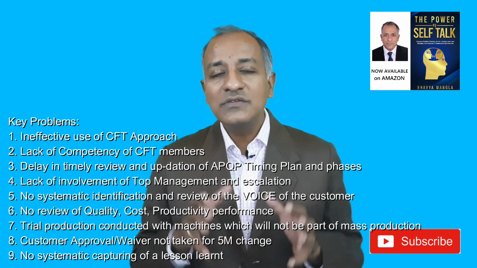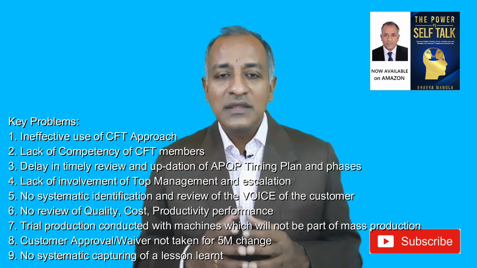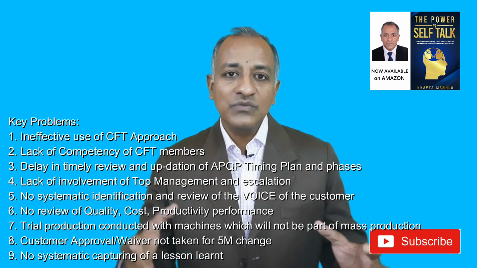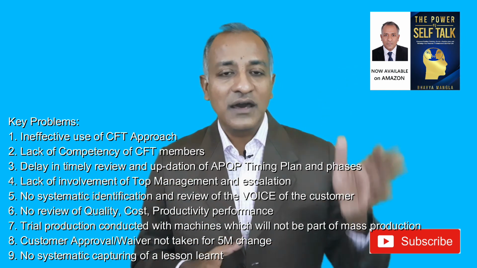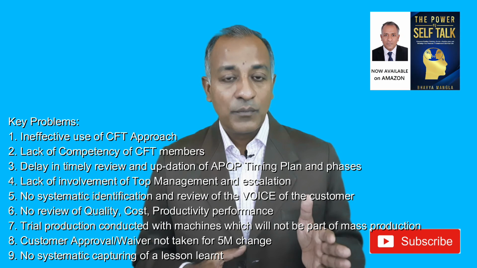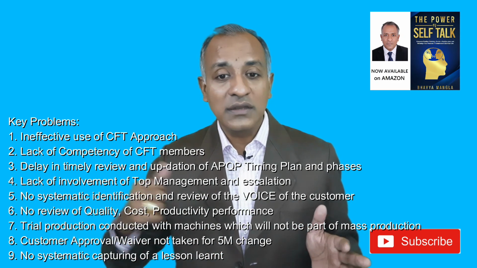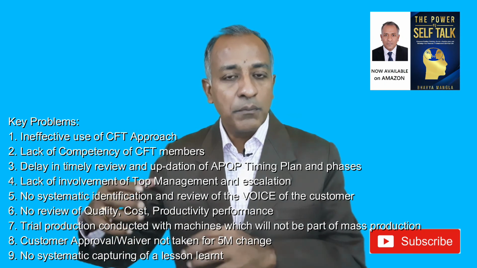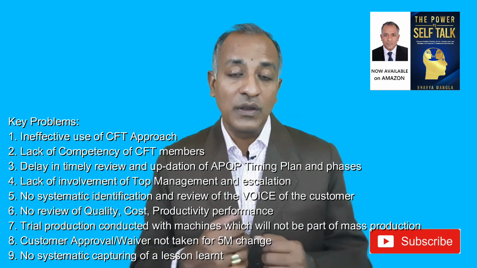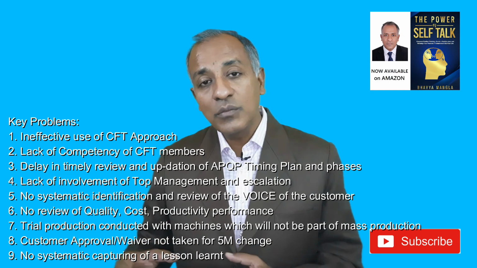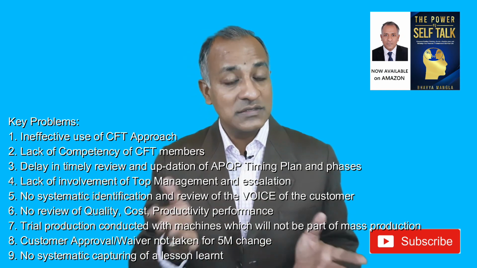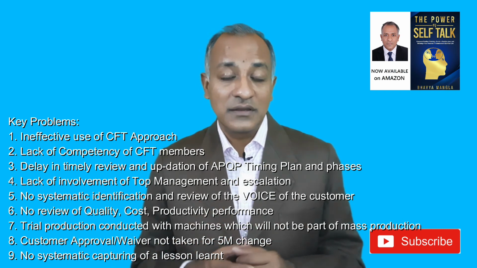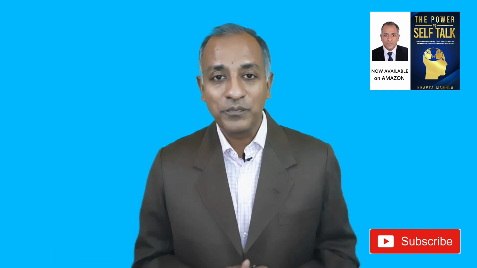The fifth one is with respect to voice of the customer, how effectively we are understanding the voice of the customer. The sixth one is setting the targets for quality, cost and productivity, and then reviewing it once the project is completed. The next one is not being ready with the machinery, manpower, tooling at the time of the pre-launch stage. After that, I talked about customer approval or waiver in case there is a 5M change. And the last one is about not recording the lessons learned, things gone right and things gone wrong.